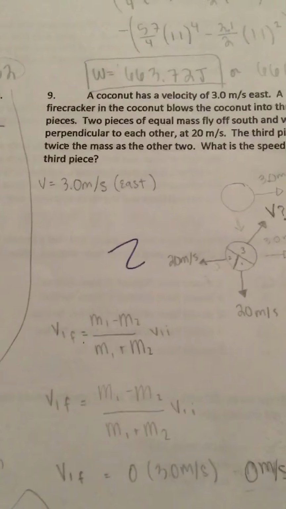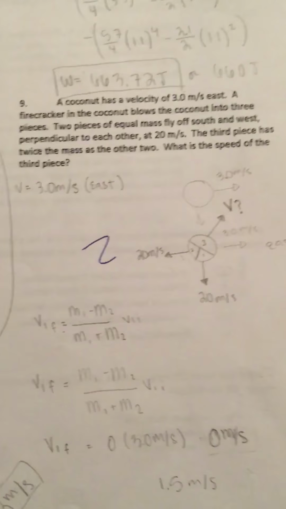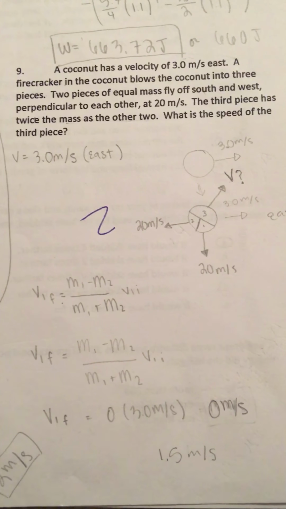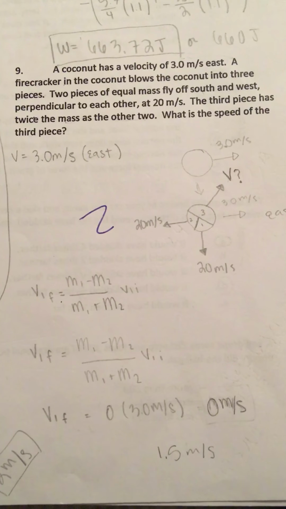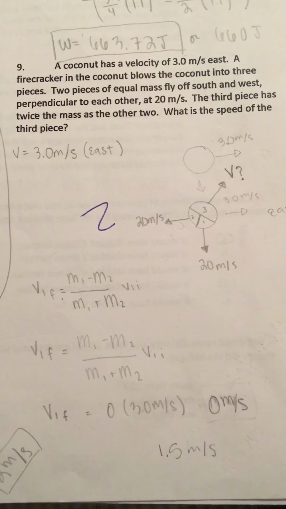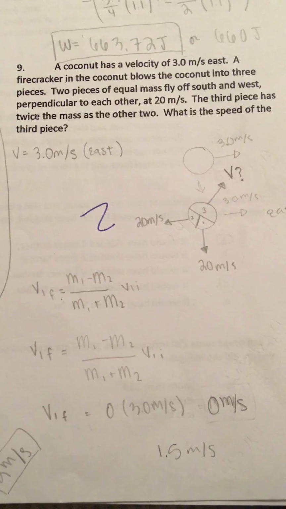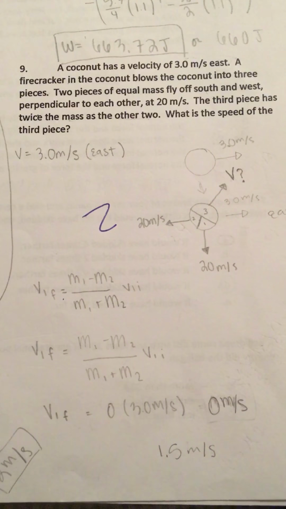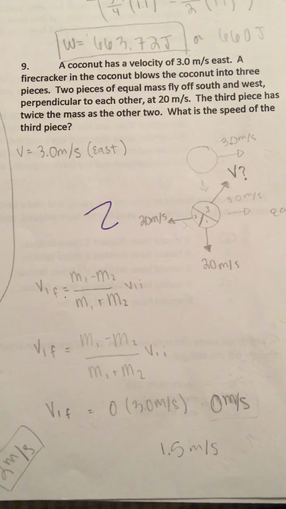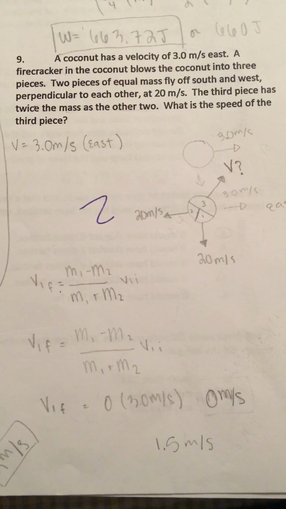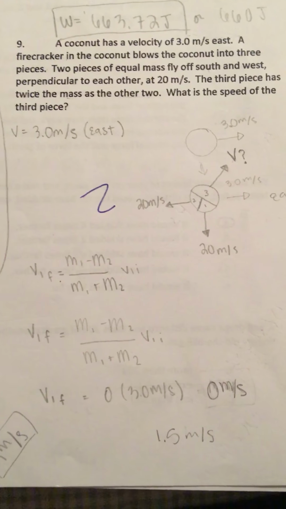Now the next problem, number 9, is about the exploding coconut that is originally going 3 meters per second in the east direction. A firecracker blows the coconut up. 2 pieces of equal mass fly south and west, perpendicular to each other, at 20 meters per second. The third piece has twice the mass of the other 2. We're trying to figure out what the speed of the third piece is.